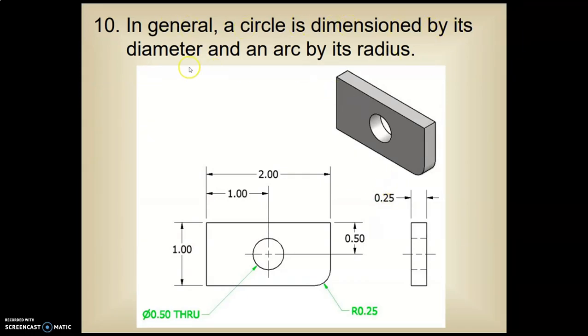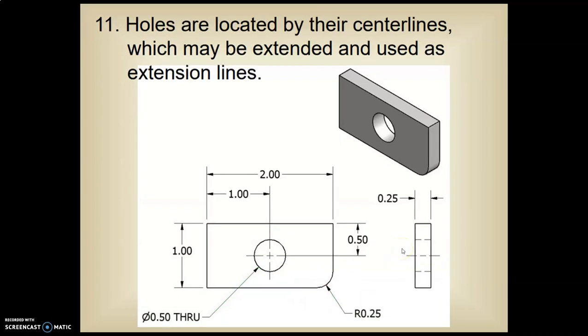A general circle is dimensioned by its diameter and an arc by its radius. So there, this is a hole and that's diameter. This is a partial, that is a radius. Holes are located by their center lines, which may be extended and use extension lines. So we will dimension from here to here to the center line. We don't dimension to the edge of a hole.